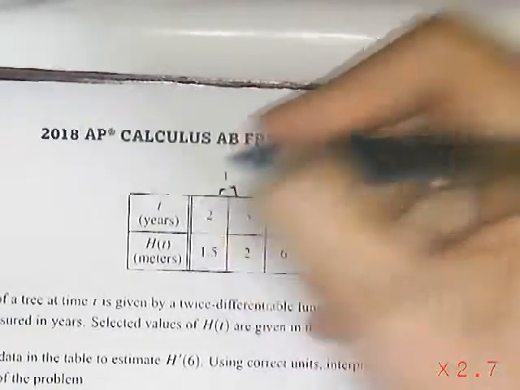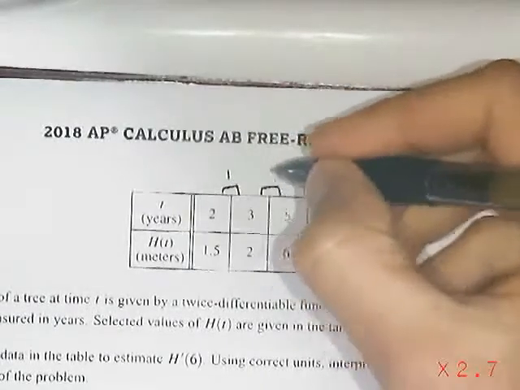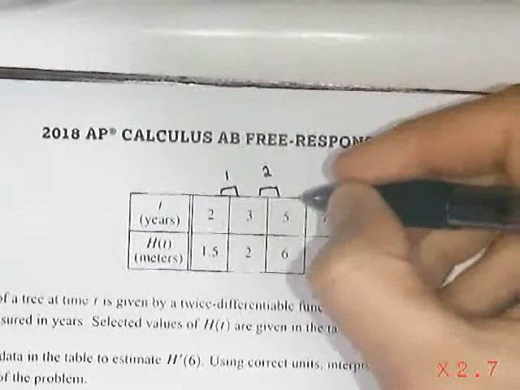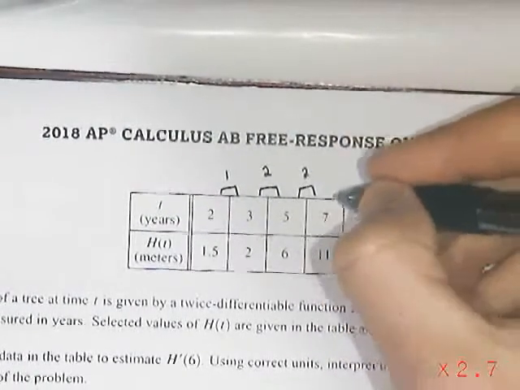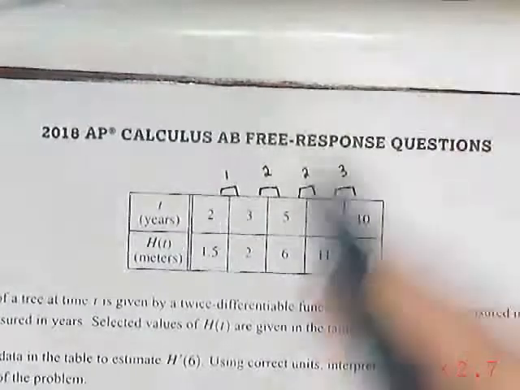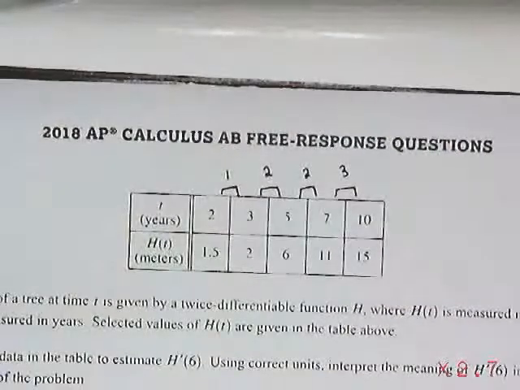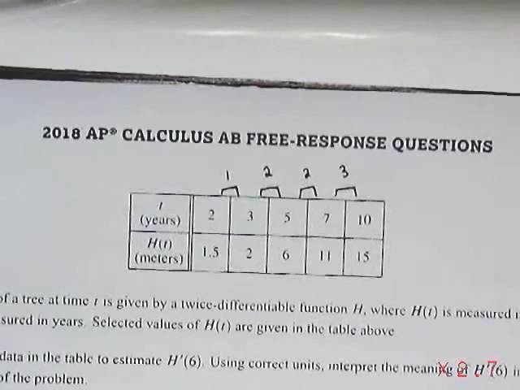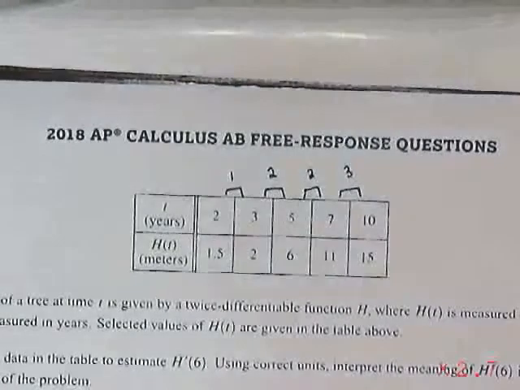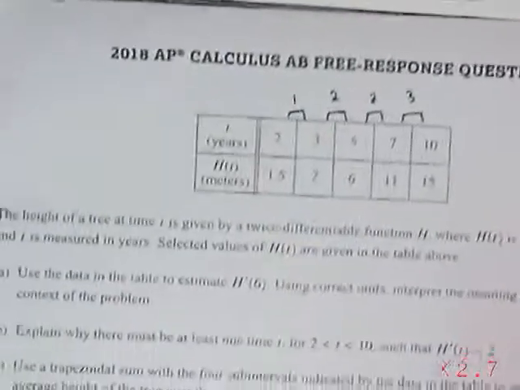There's an interval of 1. There's an interval of 2. Another interval of 2, and an interval of 3. So unfortunately, non-consistent intervals. So if we do some Riemann sum, we're looking at 4 separate calculations. Okay, so what are we actually looking at here?